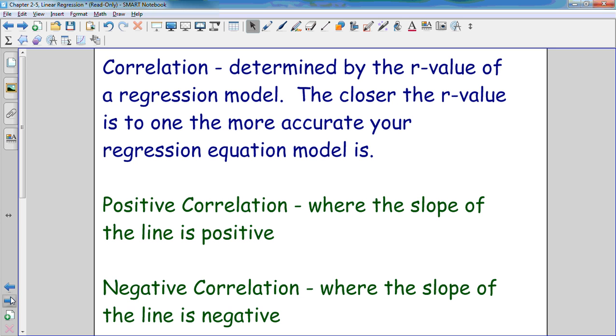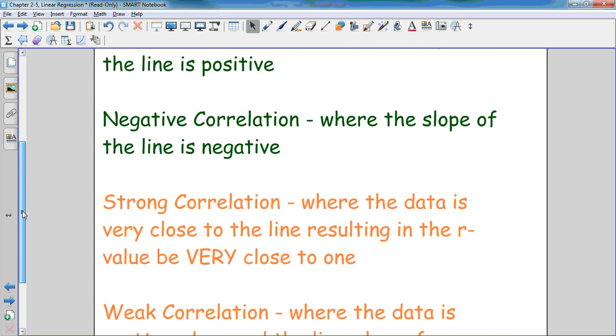Negative correlation could be maybe the number of elephants in the world. We go back to like 1700, how many elephants were here in the world? There were quite a few. Now if we go today, how many are there? There's not very many elephants left. You see the negative correlation? It's going down. Over time, it's going down. We're losing elephants for the most part. So that's positive and negative correlation.